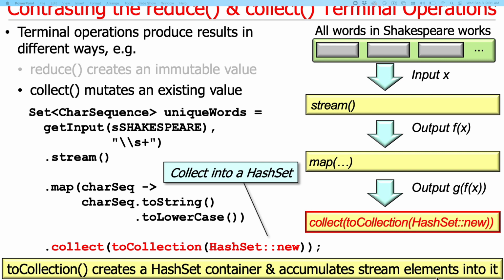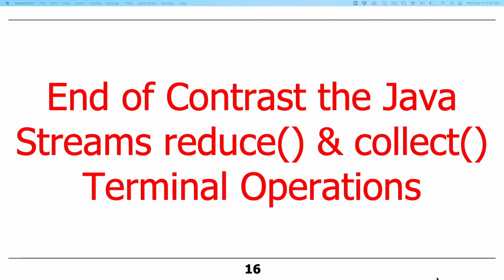I should probably say objects instead of values, but I was trying to be consistent with immutable value. The main difference is reduce works on immutable values that can't change after they're set, whereas collect creates a mutable result container and then collects the elements in the stream into that through whatever means is appropriate, adding or inserting or whatever. So that's the end of the discussion comparing and contrasting reduce and collect for terminal operations.